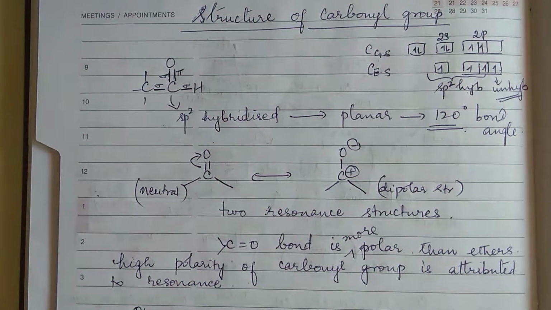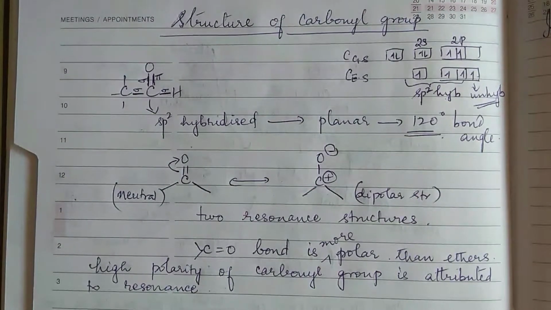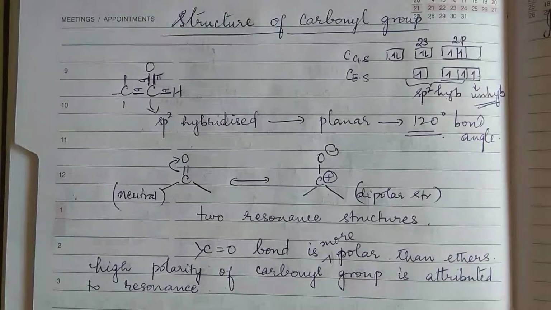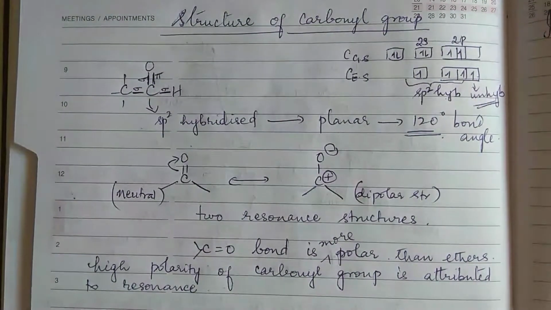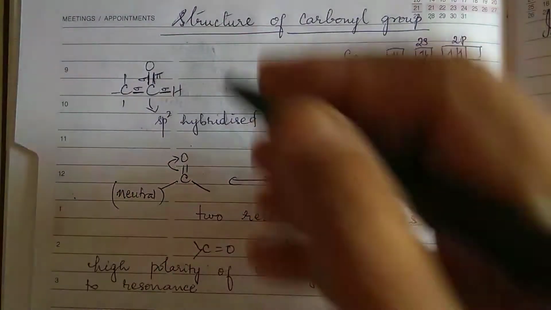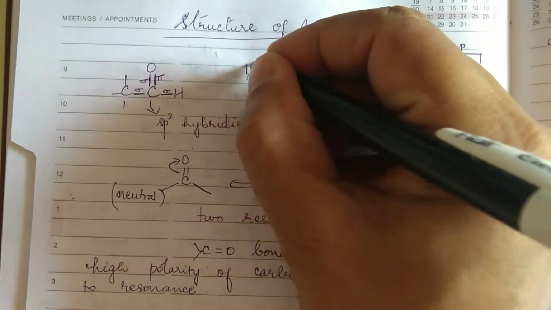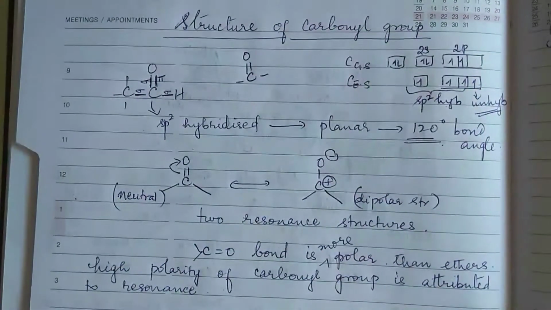Yes, dear children, today we'll come to the structure of the carbonyl group. We saw the preparation of aldehydes and ketones. Now we need to proceed further with the properties. For that, you need to know the structure of the carbonyl group. Now what is the carbonyl group? The carbonyl group is nothing but C=O. This is called the carbonyl group, right?